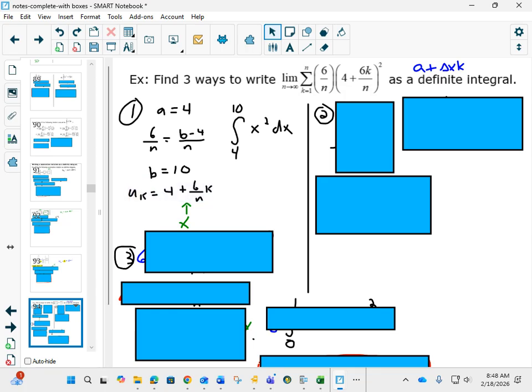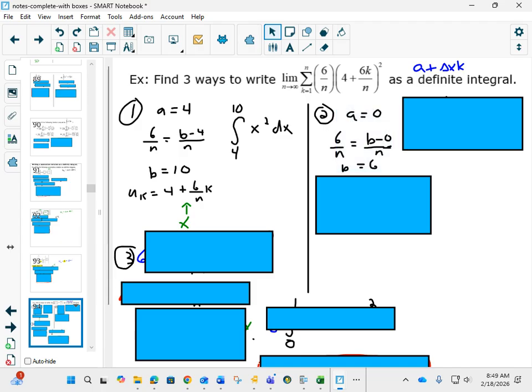Then you would get your X value to be 4 plus change in X times K, which would be 4 plus 6 over N times K, which matches up perfectly here. And we have the integral from 4 to 10 of X squared. This is what everybody wants to happen when they do these questions, because this is the obvious and logical way to go about it. But if all of a sudden you're in a multiple choice section and the obvious one isn't one of the choices, right? You're allowed to swear under your breath a little bit. And then take a deep breath and say, okay, what are some other possibilities?